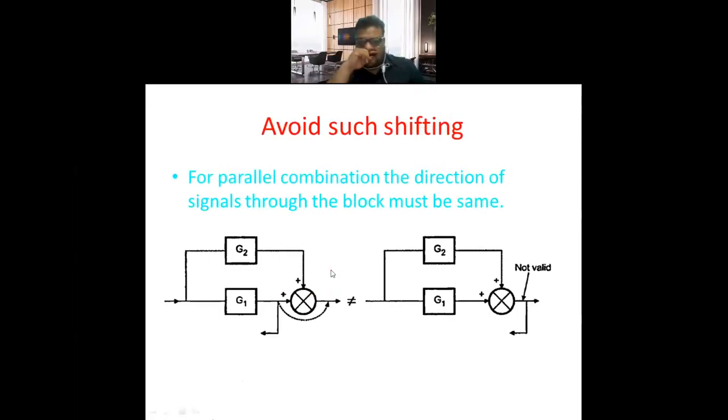Now avoid such shifting. Like for parallel combination, if there are two of these things, you get a takeoff point over here. So this is wrong shifting. Okay, you cannot take this point to here. It is better to take this point here, not here. So this is the wrong method of shifting.